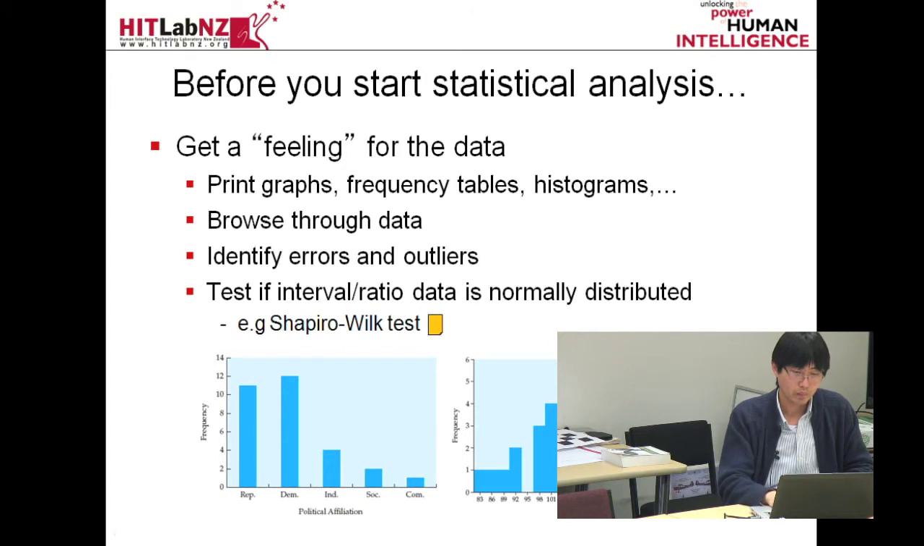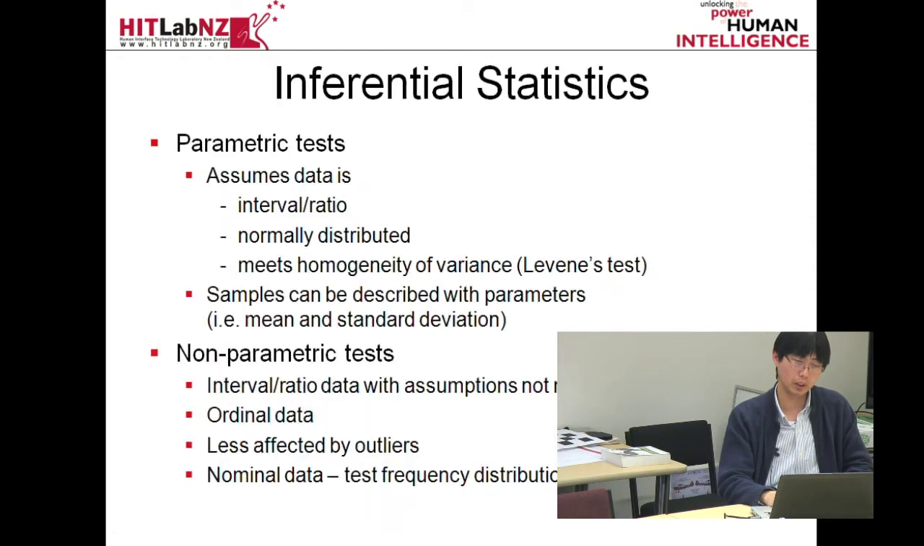So again, in a nutshell, if you have interval ratio data, then better check if it's normally distributed or not using this kind of test. Because depending on the distribution, you might end up choosing which tool you will use. And there are basically two groups of inferential statistics tools.